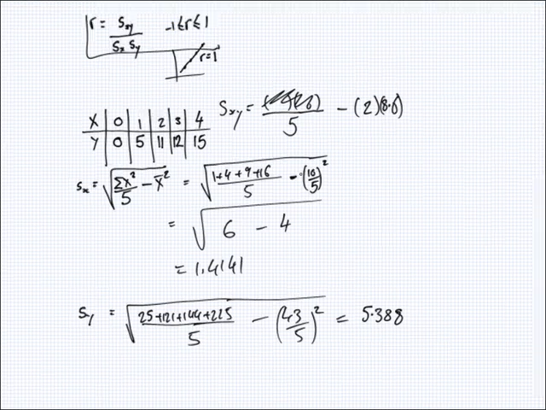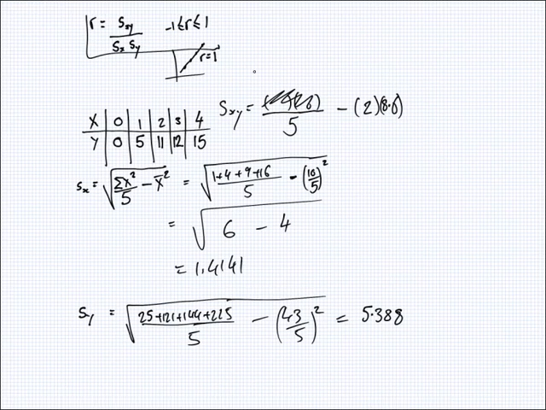So that would be 0 plus 5 plus 22 plus 36 plus 60. If you put that over 5 and then minus that, it's 7.4. Final answer? Yeah, 7.4.